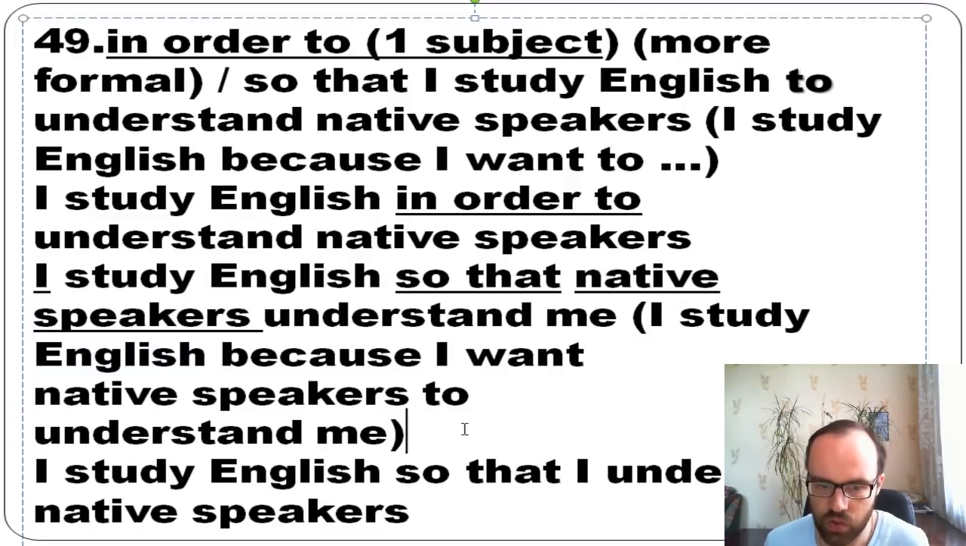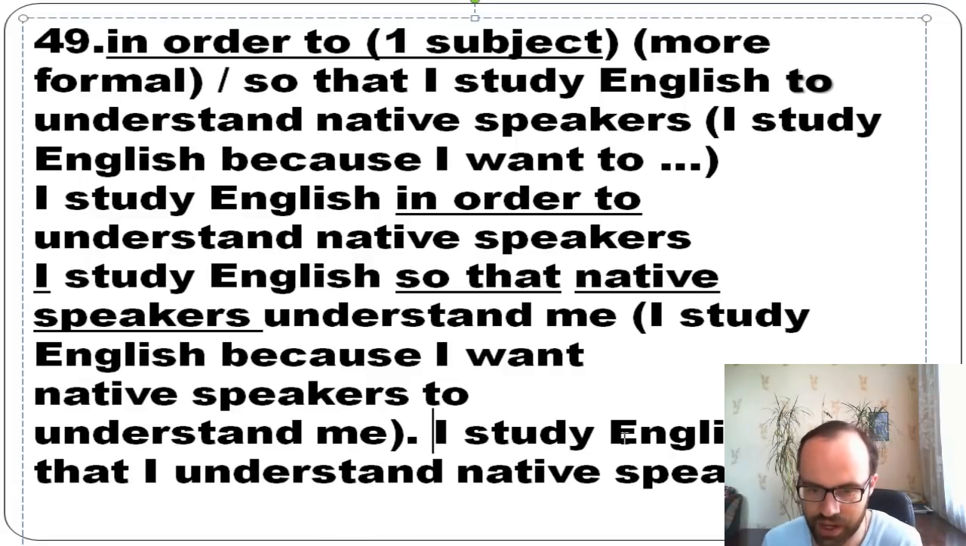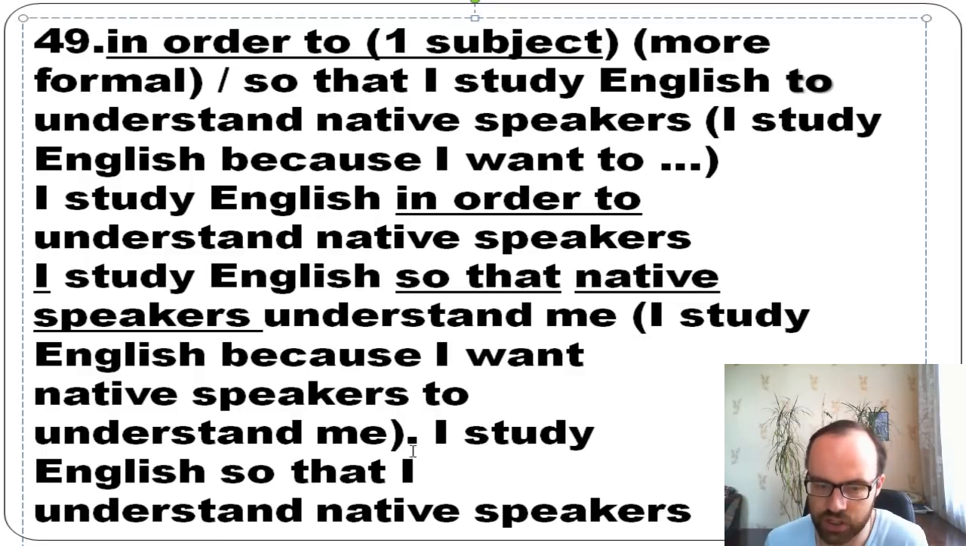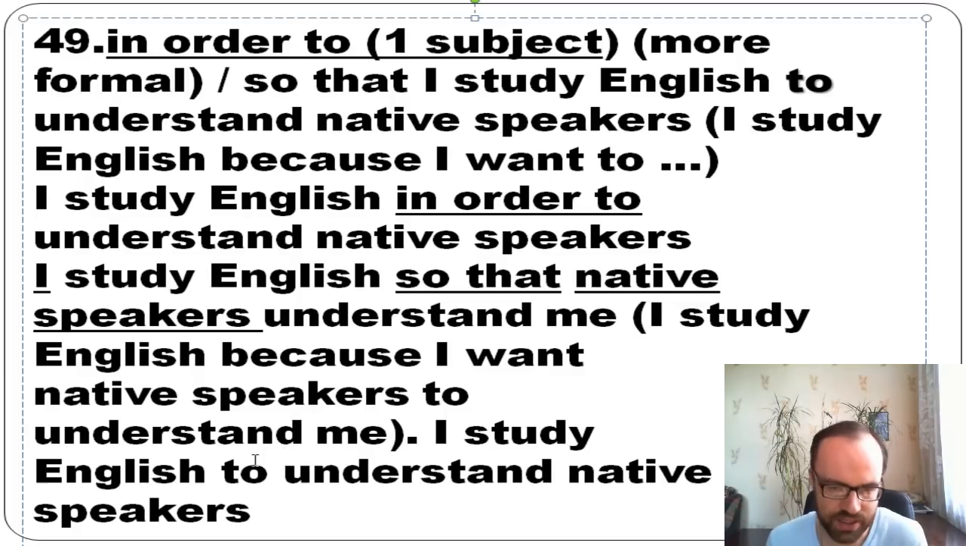And one more example. So I think that we have space for it. I study English so that I understand native speakers. But usually, if it's one subject, we use I study English to understand native speakers. Or if there are two subjects, you say so that. I study English so that they understand me.